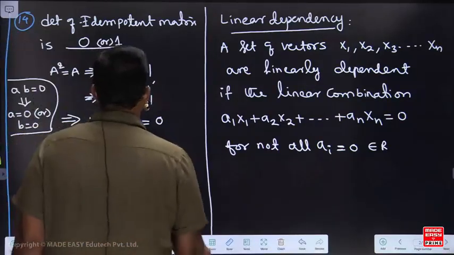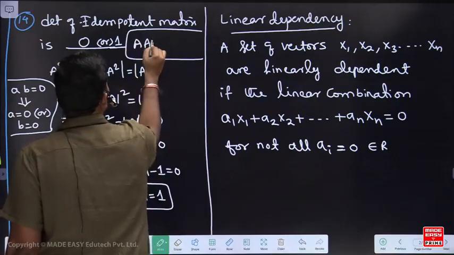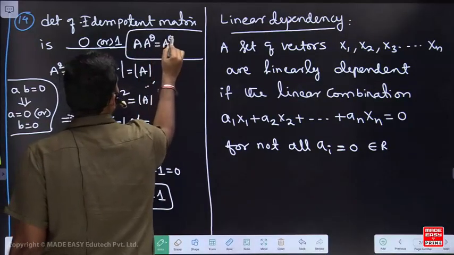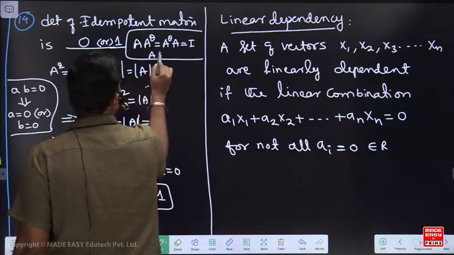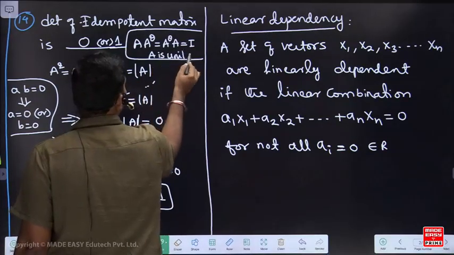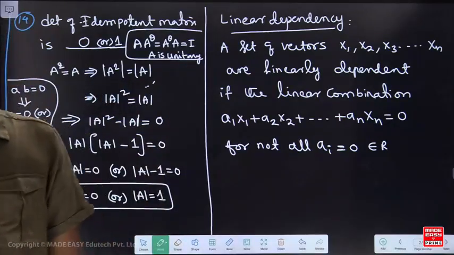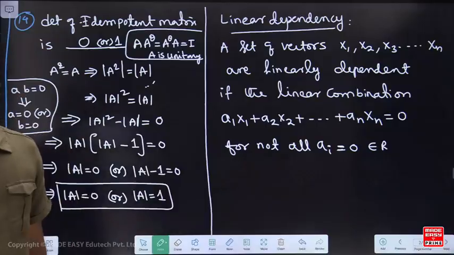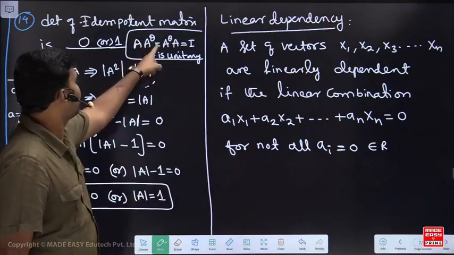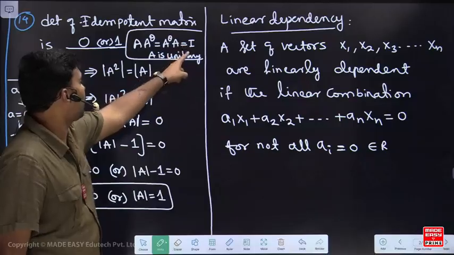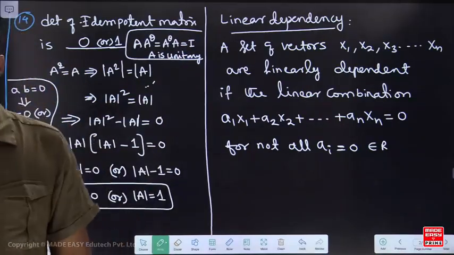Unitary matrix means A into A power theta is equal to A power theta into A is equal to I. So then A is unitary. Abhinav, Abhay Kumar. Okay. This is unitary, beta. A into A power theta is equal to A power theta into A is equal to I. So then A is a unitary matrix here.